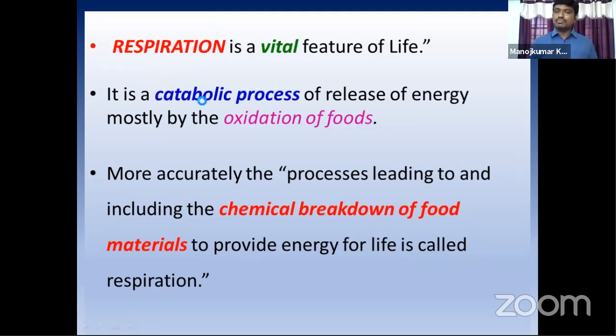Students, do you remember that metabolism is of two types, one is anabolism, another one is catabolism? Anabolic process, catabolic process. Here respiration is a catabolic process. In the catabolic process, the release of energy takes place, and it occurs mostly by the oxidation of food. More accurately, the processes leading to and including the chemical breakdown of food materials to provide energy for life is called respiration.